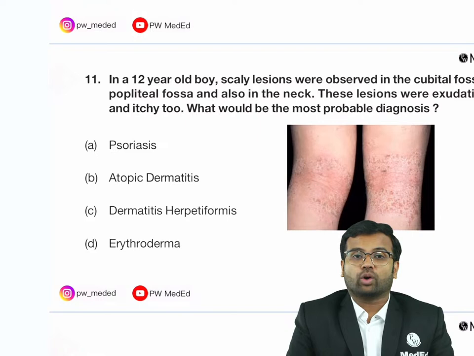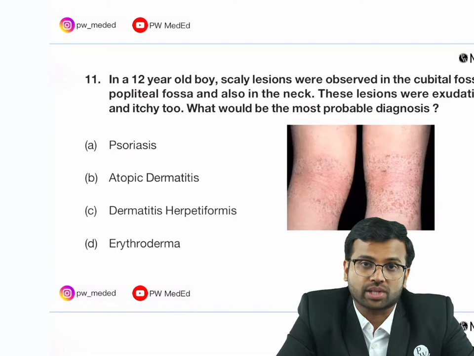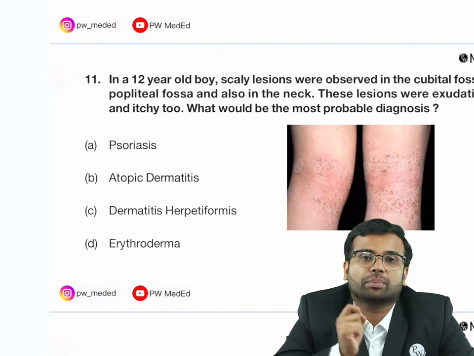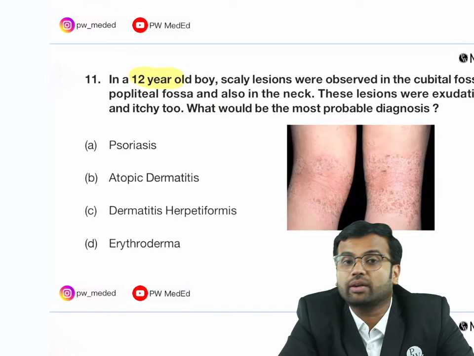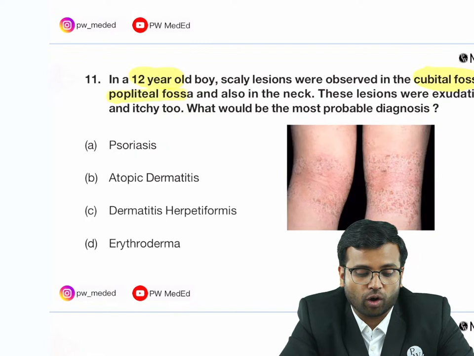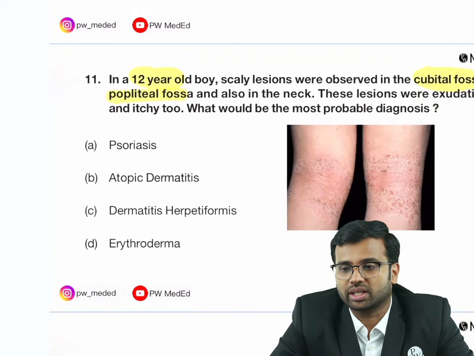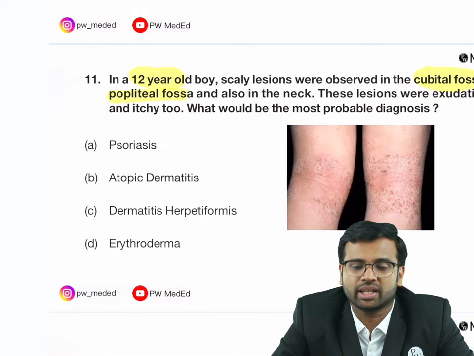In a 12-year-old boy, scaly lesions were observed in the cubital fossa, popliteal fossa, and also over the neck. These lesions were exudative and itchy. What would be the most probable diagnosis? Here the age is given as a 12-year-old boy, and the lesions are over the flexural aspects, like the cubital fossa, the popliteal fossa, and also over the neck. Now, what comes to your mind with this kind of history? An image is also given where there is dry skin with some rashes, probably over the popliteal fossa. What is the right answer?